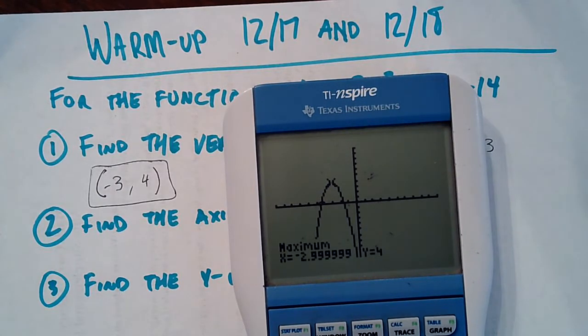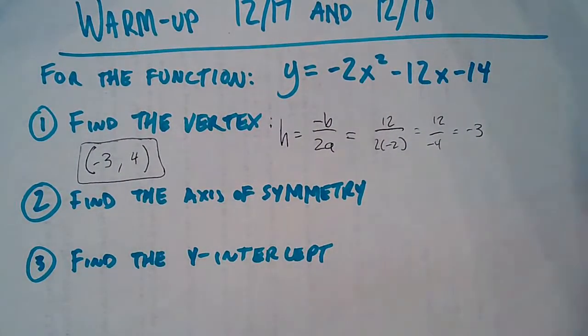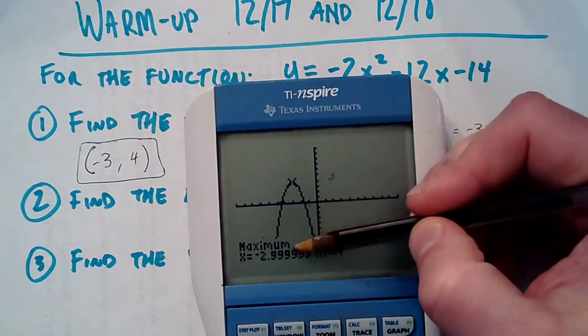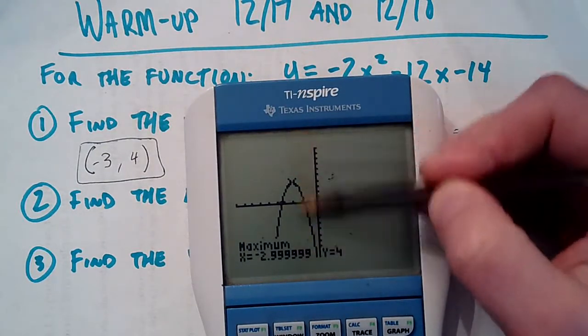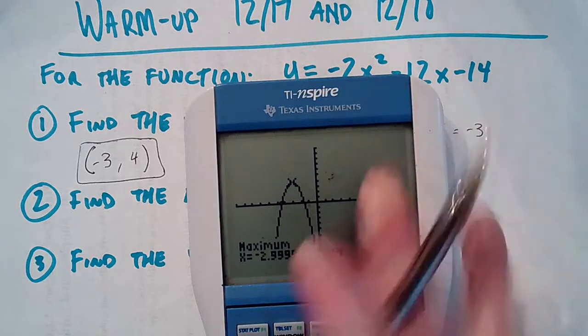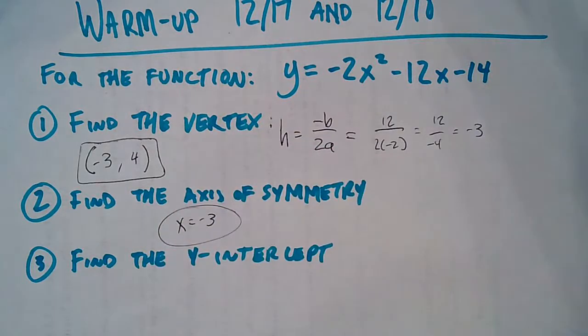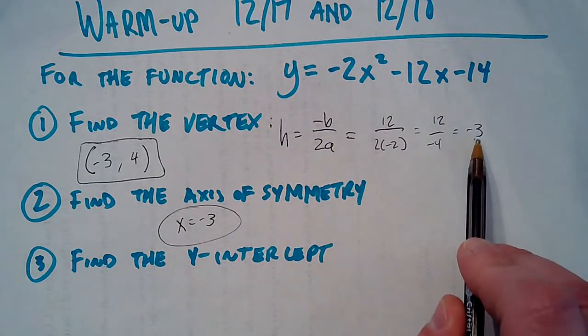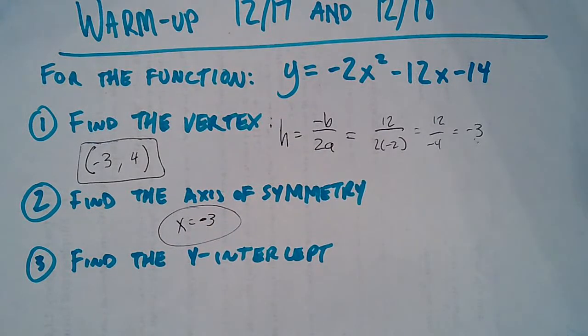And again, whatever way you like, go ahead and do it that way. Now the next question, once you've got the vertex, this should be easy. The axis of symmetry is the line that splits the parabola straight down the middle. It's always just going to be x equals whatever this x value was. So in this case, x equals negative 3. Whatever that h coordinate you found was, it's the line x equals that number.